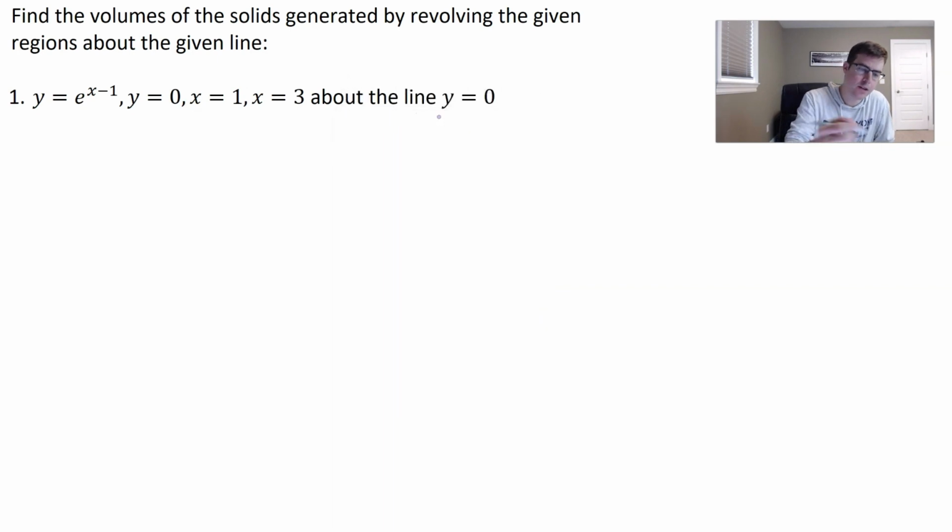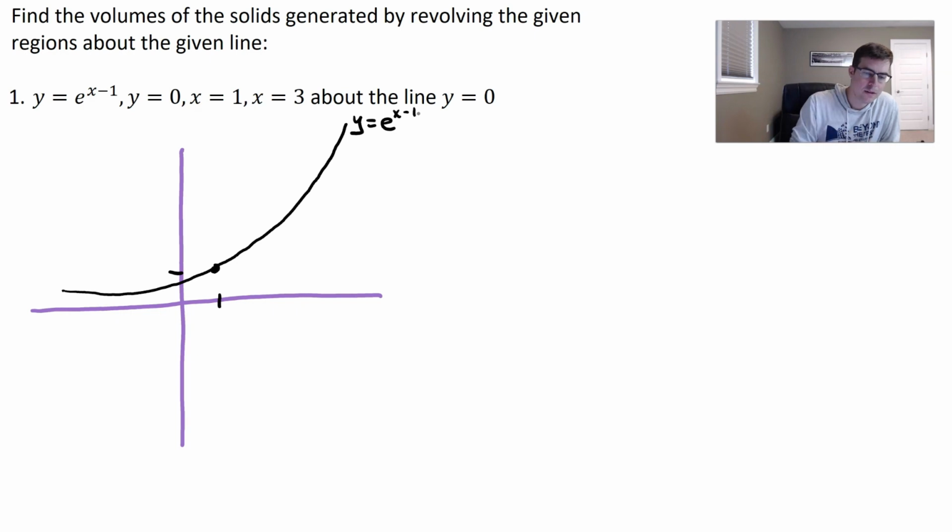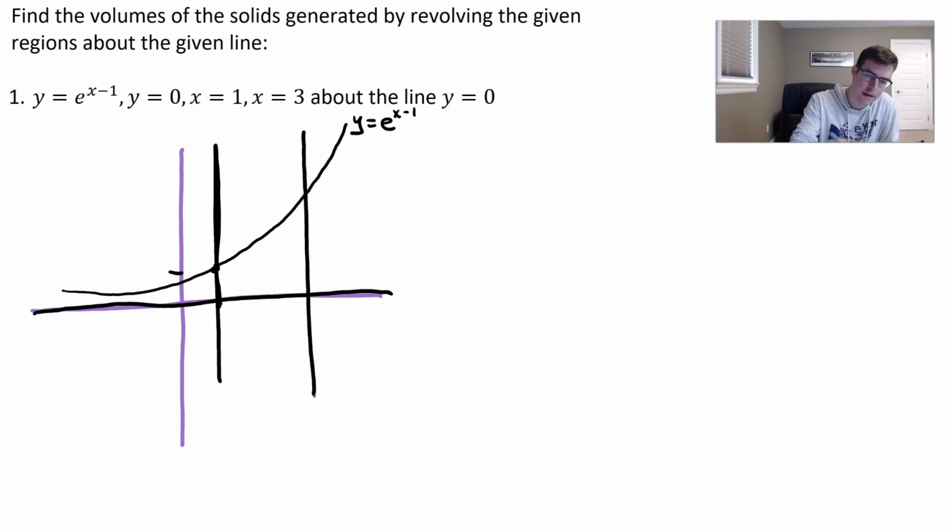I'll just actually draw the graph here. So let's say here's my graph, and it's going to look something like this, where right here is the point 1, 1. This is our graph y equals e to the x minus 1. We're going to bound it by y equals 0, which is just the x-axis here. We're bounding it by the line x equals 1, here's the line x equals 1, and x equals 3, and here's x equals 3.